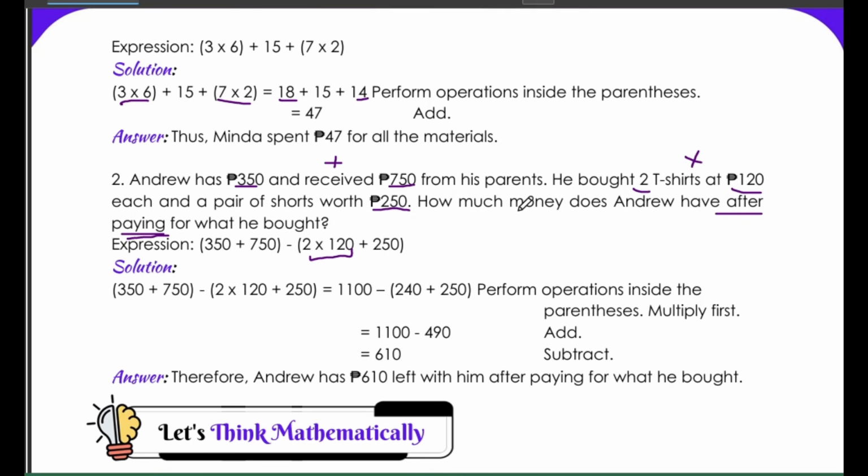And since it is asking how much money does he have after paying what he bought, meaning we're going to subtract the things he bought from his original money. So that's 1,100 minus 490. So how did we come up with 610? Let's solve.